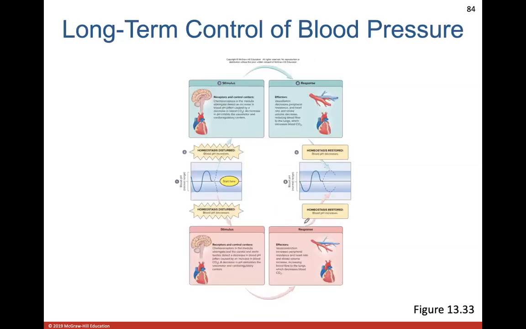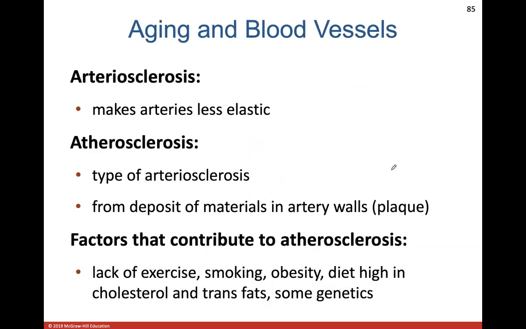Long-term control of blood pressure, then, we have lots of different things that help this. Chemoreceptors help control long-term changes of blood pressure, and you can see that here, blood pH increases or decreases. That pH is a concentration of hydrogen ions, so it will be picked up by these chemoreceptors to try to get blood pressure back to where it should be and blood pH back to where it should be.